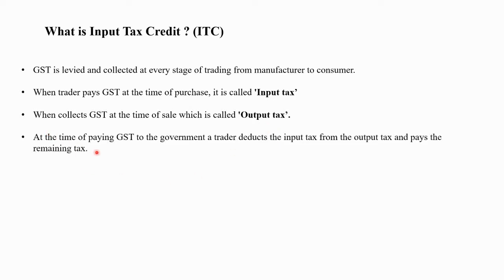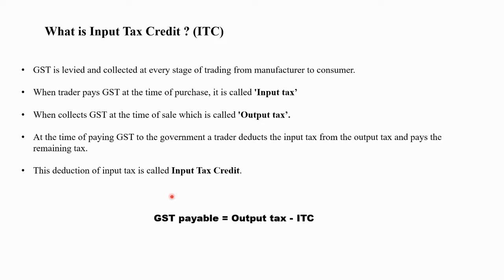At the time of paying GST to the government, a trader deducts the input tax from the output tax and pays the remaining tax to the government. This deduction of input tax is called an input tax credit. So to find out the GST payable, you take the difference between the output tax minus input tax credit. Input tax credit is nothing but the tax that is charged at the time of purchasing. So GST payable is output tax minus input tax credit.